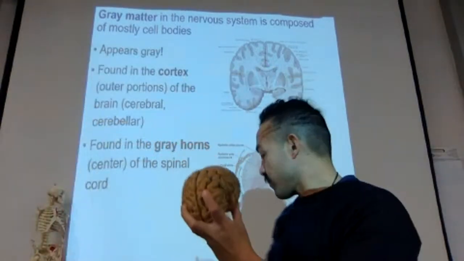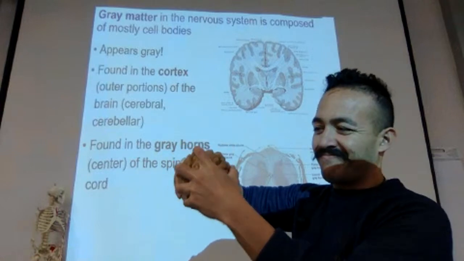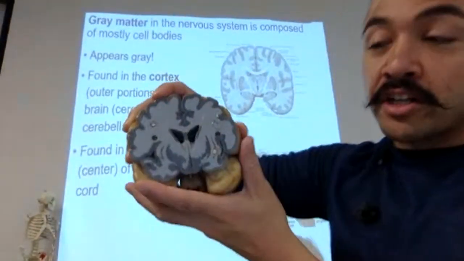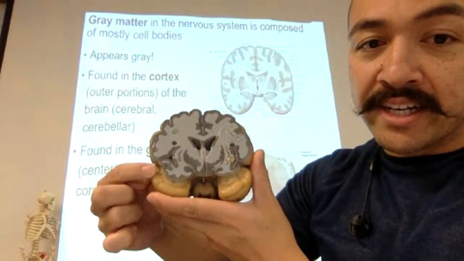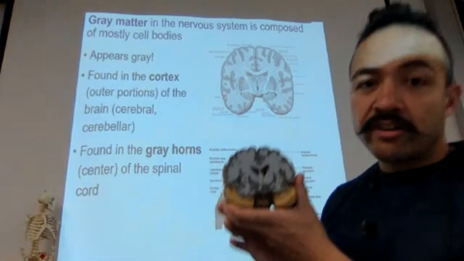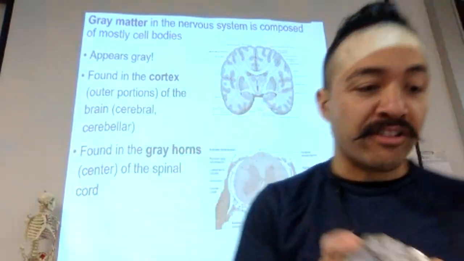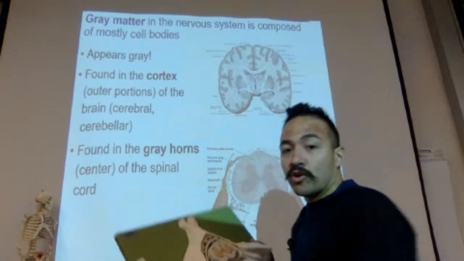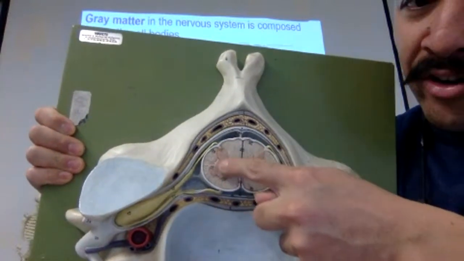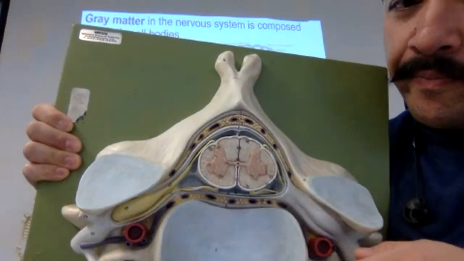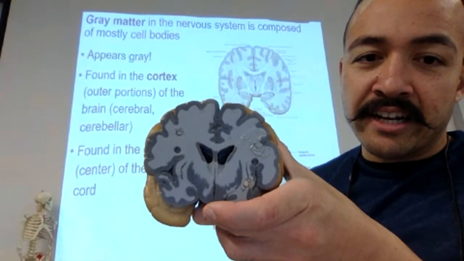So we're taking a frontal section of the brain. You can see that the darker gray is towards the outside. That's because this is where you find cell bodies. The gray matter is where you find cell bodies. So you can see that here. And when we're looking at the brain, it's towards the outside. When we're looking at the spinal cord, though, it's towards the inside. So the gray matter forms these wings. It looks like a butterfly. So gray matter is towards the inside on the spinal cord. Gray matter is towards the outside on the brain.